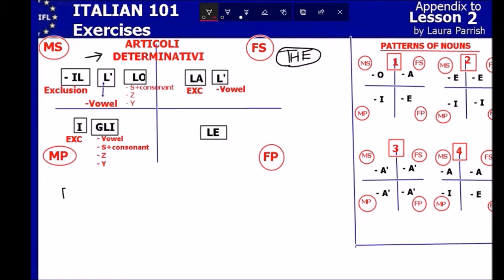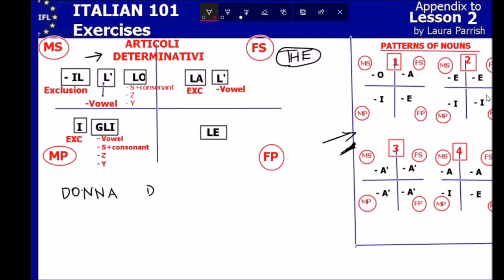For example, we have this word, donna, that means woman in Italian, okay? The first step, step number 1, you have to decide the gender and the number of the noun. That's why there is the pattern of nouns that you find in lesson number 1. This is lesson number 2. In lesson number 1, there are the patterns of nouns. Basically, in lesson number 2, there are the articles, and we are doing the exercise about the articles. But we need that in order to understand the gender and number of a word.